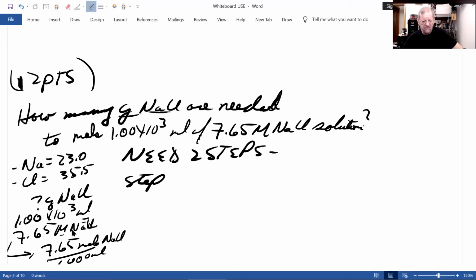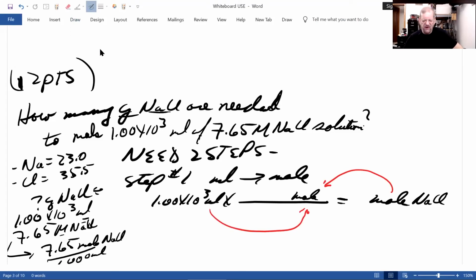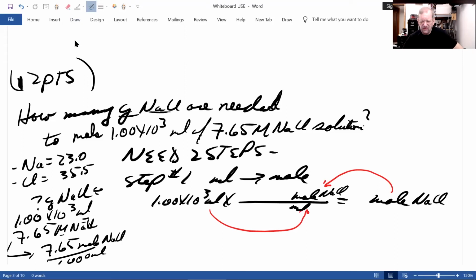Step one, milliliters to moles. So I have 1.00 times 10 to the third milliliters. I want to get to moles of what? Well, whatever I'm trying to get grams of. So moles sodium chloride, getting ahead of myself. And now use your good friend, unit analysis. Whatever you're trying to get to goes on top of the ratio. Whatever you're trying to get rid of goes underneath. Moles of sodium chloride, milliliters. Where do you get these numbers? Right here. From knowing what this means.